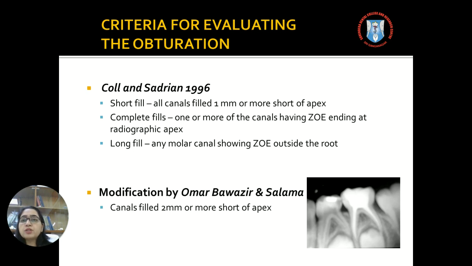Now, the criteria for evaluating the obturation differ according to various authors. In 1996, Coll and Sadrian classified the obturation as short fill, complete fill, or long fill. Short fill means all the canals filled 1 mm or more short of the apex. Complete fill indicated one or more canals having zinc oxide eugenol ending at the radiographic apex, and long fill means beyond the apex. It was later modified by Bawazir and Salama. According to them, canals should be filled 2 mm or more short of the apex.